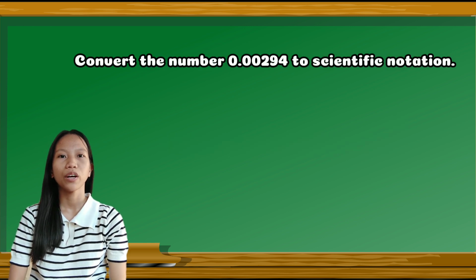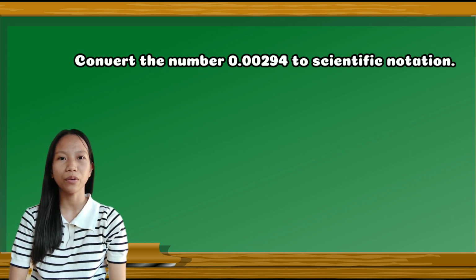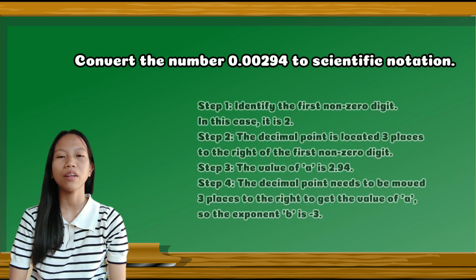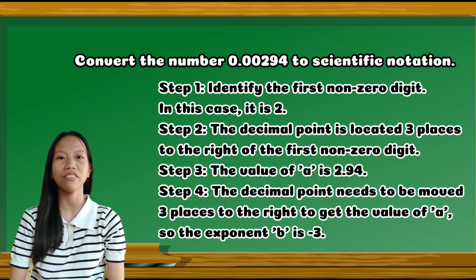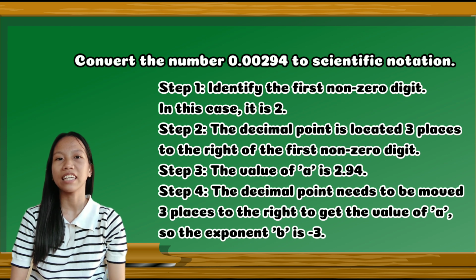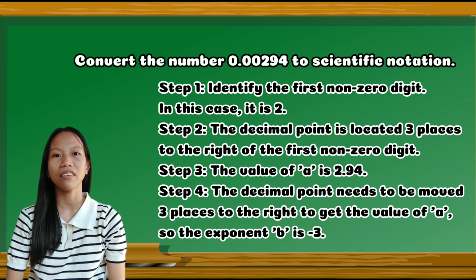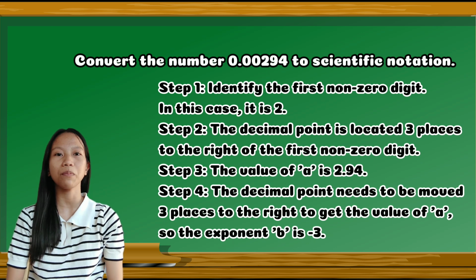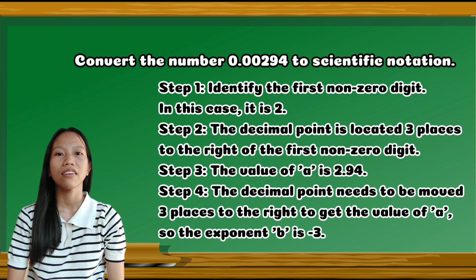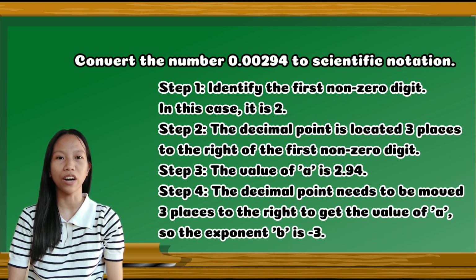Another example, convert the number 0.00294 to scientific notation. Step 1. Identify the first non-zero digit. In this case, it is 2. Step 2. The decimal point is located 3 places to the right of the first non-zero digit. Step 3. The value of a is 2.94.